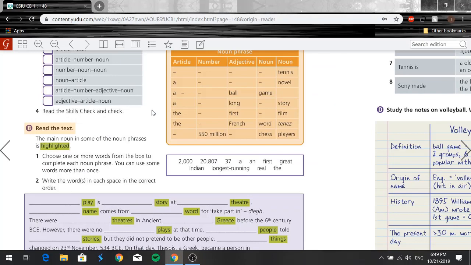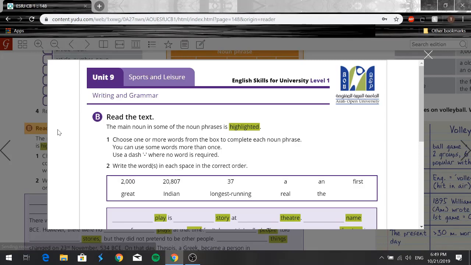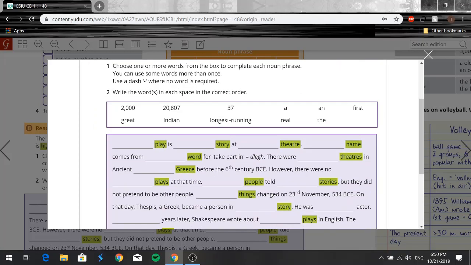So now let's move on to exercise B here. Read the text. Looks like we have some stuff highlighted here. So we have the main noun, and some of the noun phrases is highlighted in green, as you can see. We're going to have to choose one or more words from the box, either combine them together or just on its own to complete each noun phrase. You can use some words more than once, and simply use a dash where no word is required, okay? And we're gonna have to write these words in the correct order. So let's take a look.